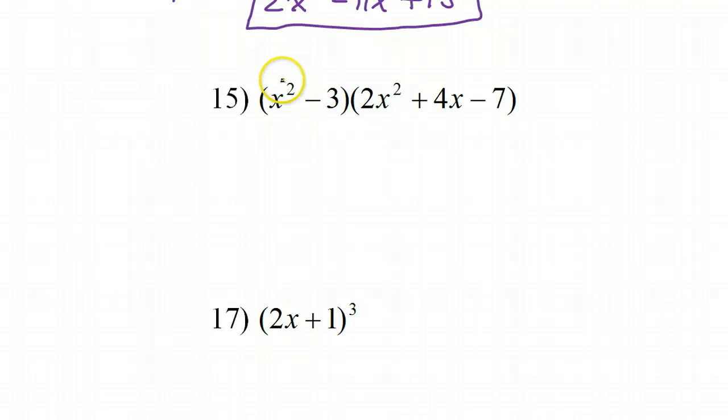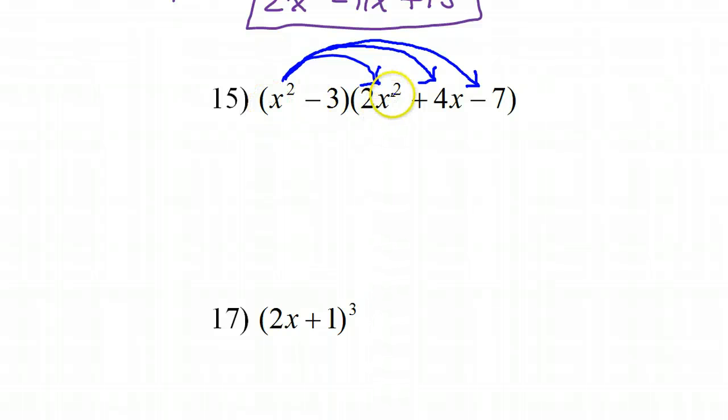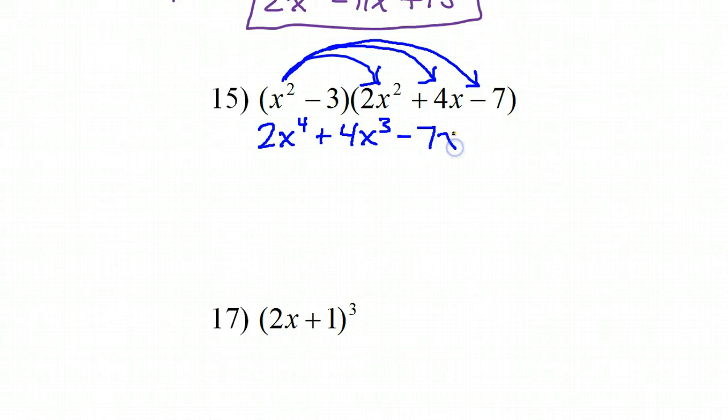Alright, so once again, you take your x squared and you distribute that first. Okay, if you do that, x squared times 2x squared, that's going to give you 2x to the 4th power. Then x squared times 4x, alright, that'll give me 4x to the 3rd power. X squared times x is x to the 3rd. Then if I do x squared times negative 7, that's going to give me negative 7x squared. So there I've distributed the x squared so far.